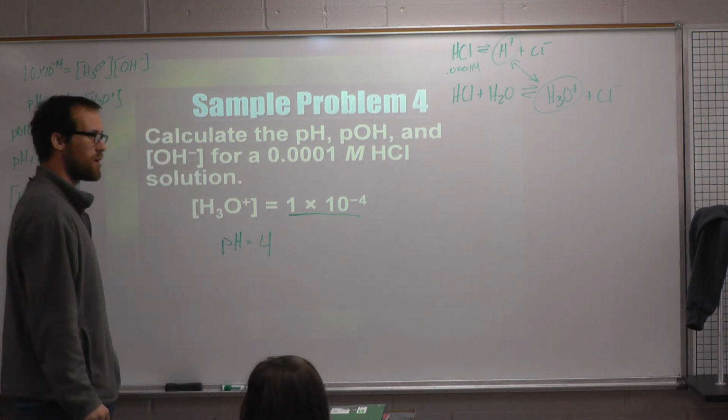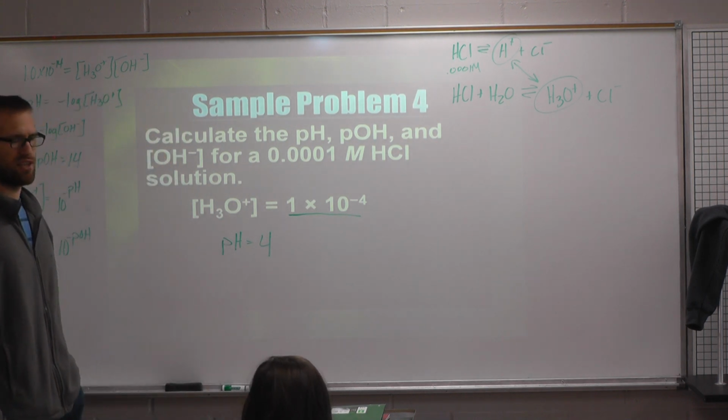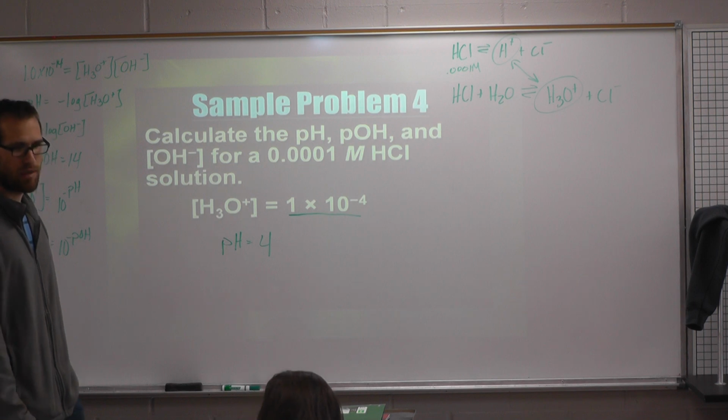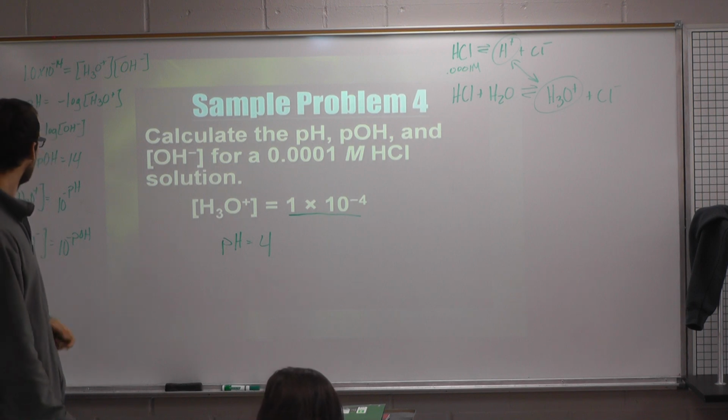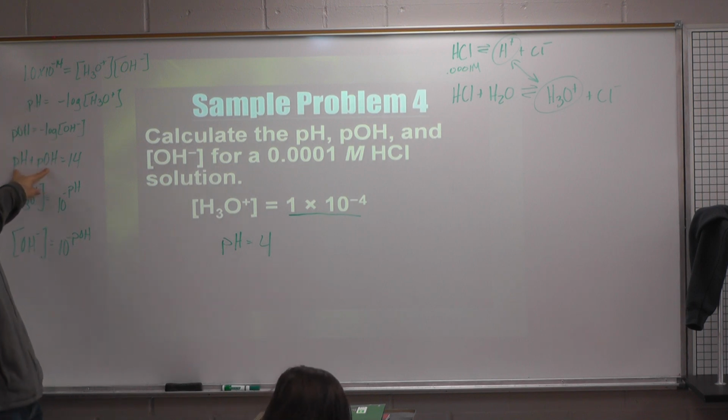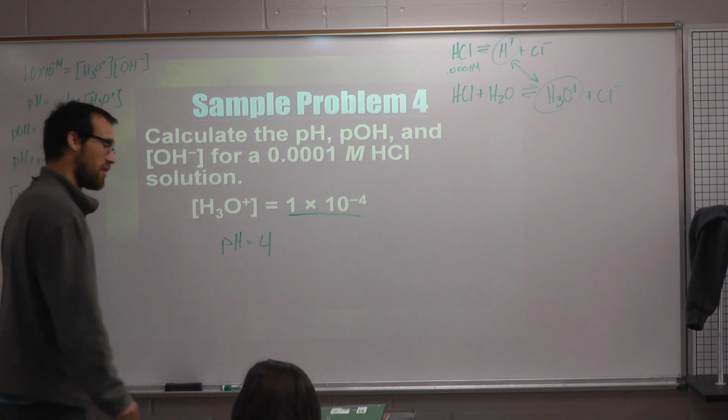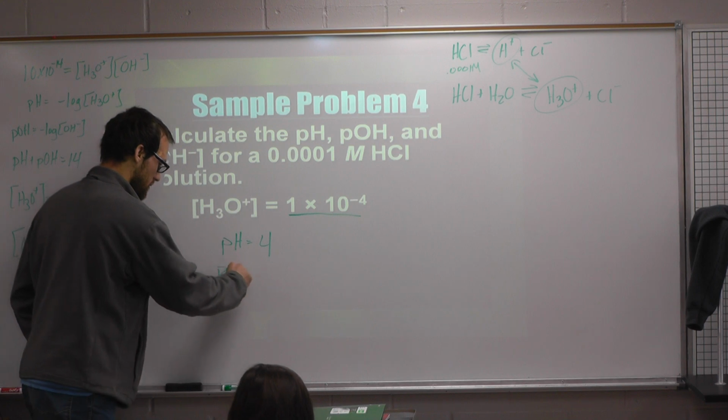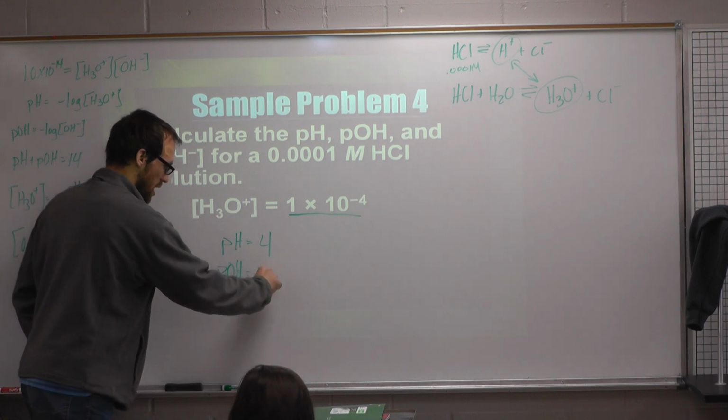Now I think the easiest way to go next would be to find the pOH. pOH is 10, because I know pH plus pOH is 14. Are there other ways to find pOH? Well, there are longer ways, but this way is probably the easiest.